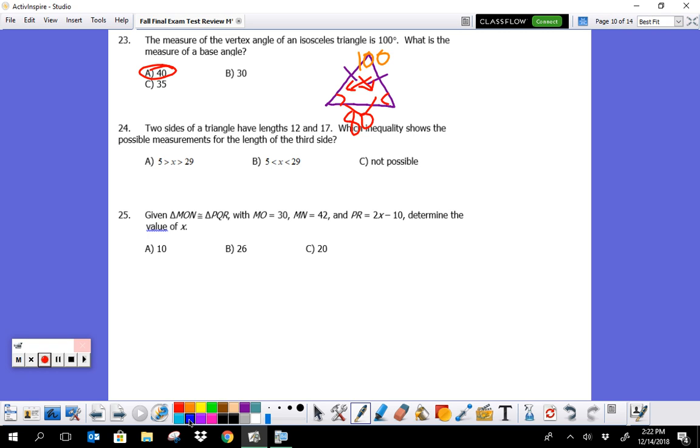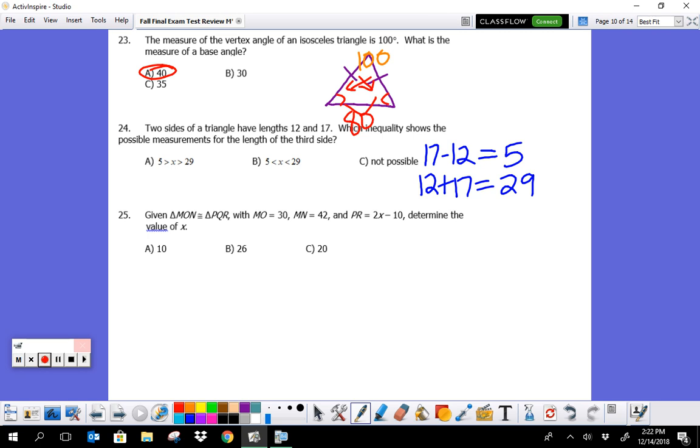24. Two sides of a triangle have lengths of 12 and 17. Which inequality shows the possible measurements for the length of the third side? So to find the possible lengths of that third side, you need to subtract those two numbers. So 17 minus 12 gets you 5. And you need to add those two numbers. So 12 plus 17 equals 29. This is going to be the range of numbers that this can be between.